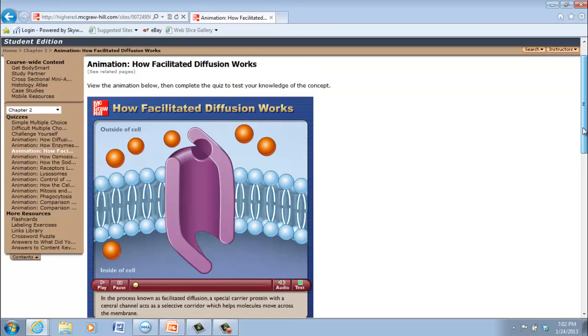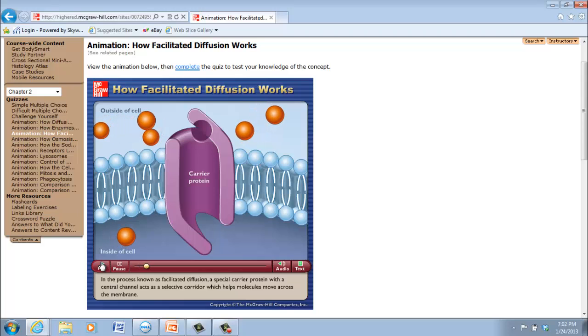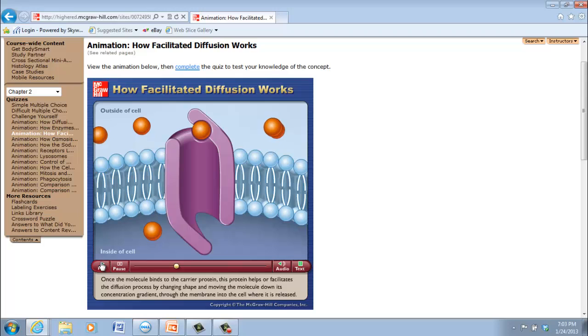Okay, so we'll watch this video quickly on how facilitated diffusion works. In the process known as facilitated diffusion, a special carrier protein with a central channel acts as a selective corridor which helps molecules move across the membrane. These special carrier molecules that form the protein channel bind only to a specific molecule, such as a particular sugar or amino acid. Once the molecule binds to the carrier protein, this protein helps or facilitates the diffusion process by changing shape and moving the molecule down its concentration gradient through the membrane into the cell where it is released.